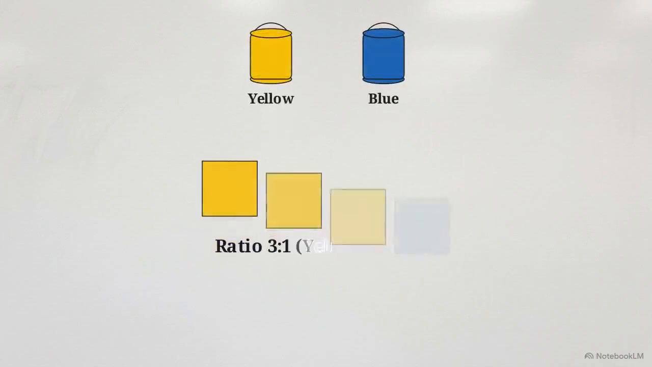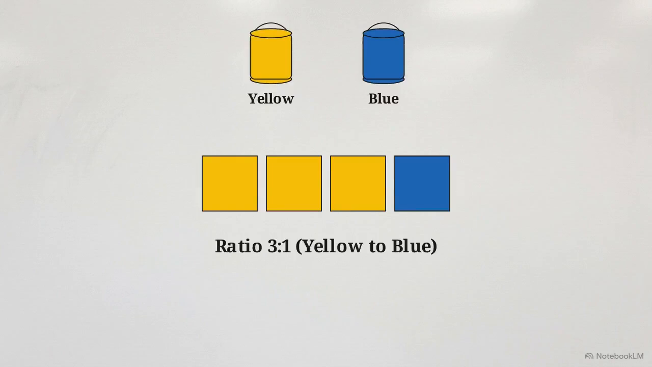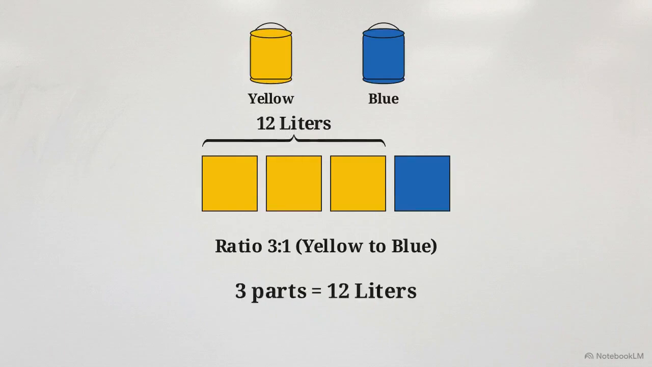Let's look at how proportions handle mixtures. Imagine a painter mixing yellow and blue paint at a 3 to 1 ratio. If they use 12 liters of yellow paint, we know that those 3 yellow parts equal 12 liters. That means a single part equals exactly 4 liters.